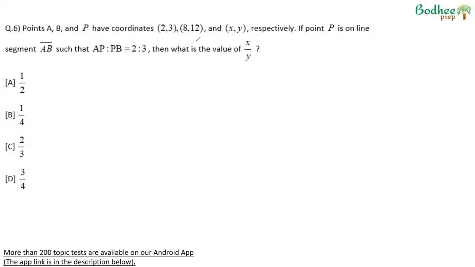Points A, B, and P have coordinates 2, 3, 8, 12, and x, y. Point P is on the line AB, so we have A, we have B. A has coordinates 2, 3, B has coordinates 8, 12. There is P somewhere here having coordinates x, y. AP is to PB is 2 is to 3. We have to find the value of xy.